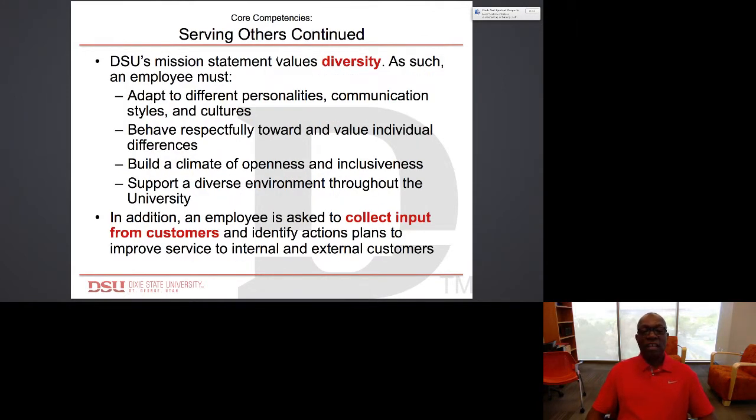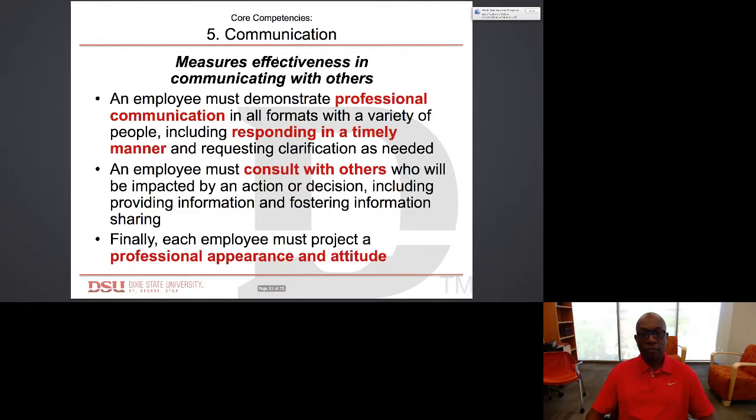The university's mission statement values diversity. As such, an employee must adapt to different personalities, communication styles, and cultures. They should behave respectfully toward and value individual differences, build a climate of openness and inclusiveness, and support a diverse environment throughout the university. In addition, an employee is asked to collect input from customers and identify action plans to improve service to internal and external customers.